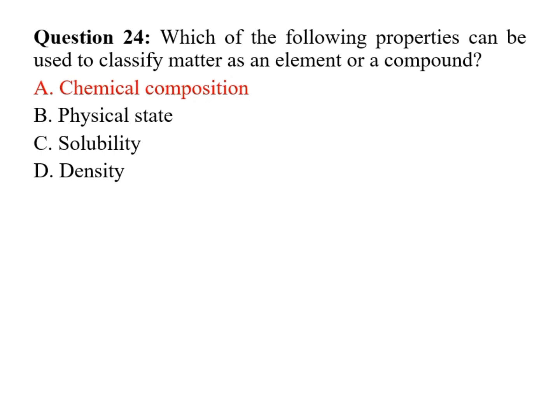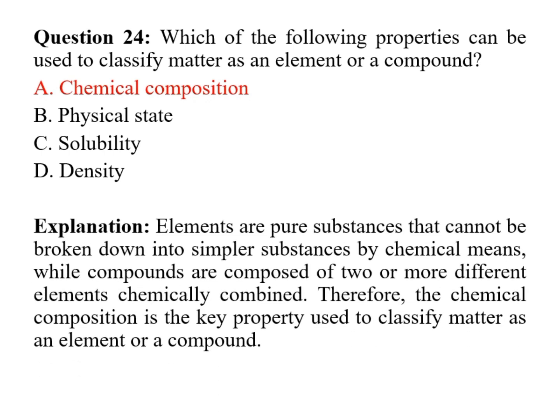The answer will be chemical composition. Because elements are pure substances that cannot be broken down into simpler substances by chemical means, while compounds are composed of two or more different elements chemically combined. Therefore, the chemical composition is the key property used to classify matter as an element or a compound.